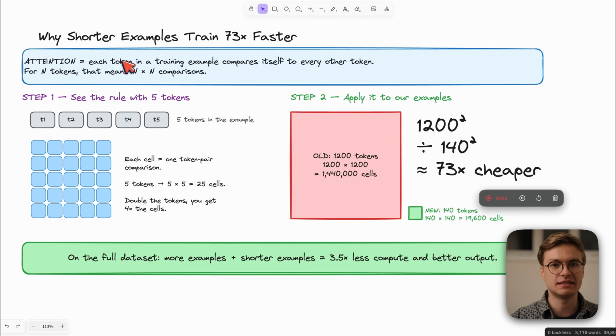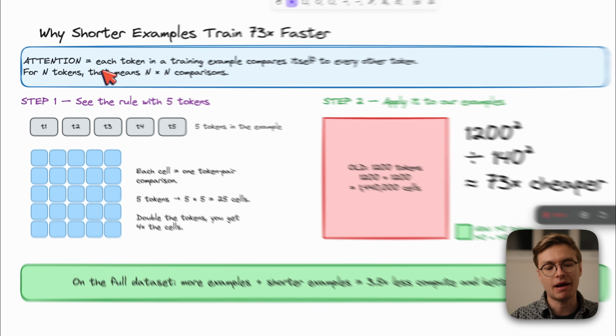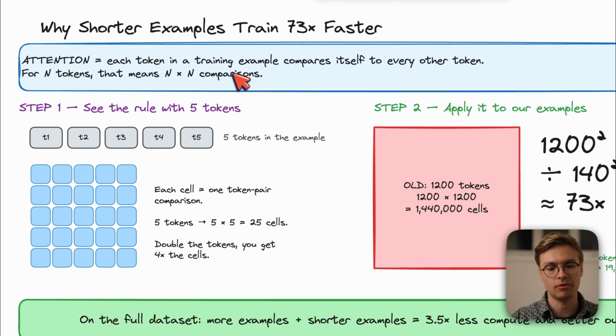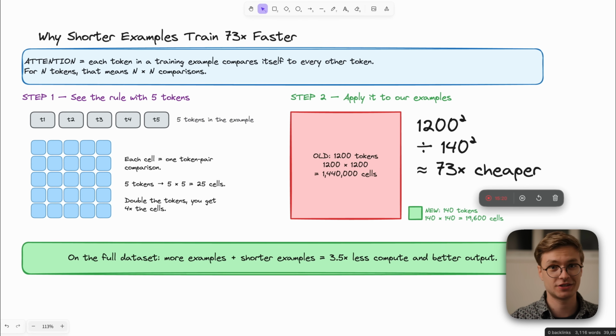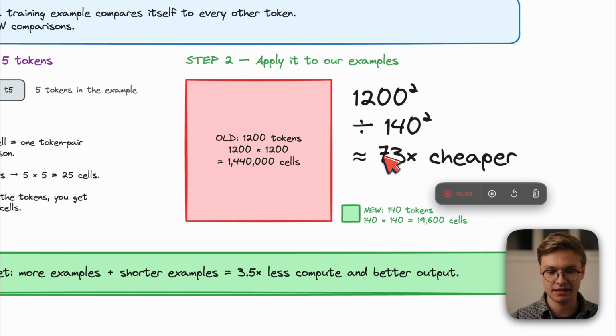And the reason for that is because the attention mechanism that's used during fine-tuning means that when you have a token in a training example, it will compare itself to every other token in that training example. That might sound a bit confusing, but it just means that you will do n times n comparisons, which is a lot. So one quick example here is that in my case, I used to have around 1,200 tokens for an average input example, and I slimmed that down to just 140 tokens.